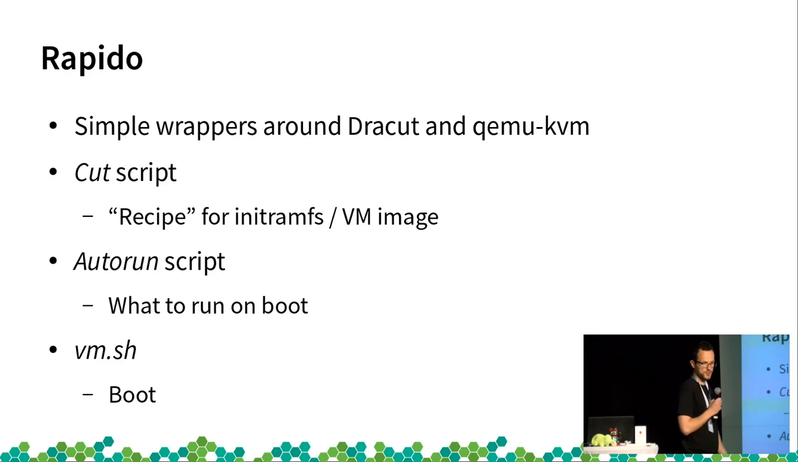There's the autorun script. This is the script that is run when the virtual machine is booting. So generally, as the VM's coming up, I want to jump straight into my test, so I can potentially just plumb whatever I want in there for testing. And I have just a simple vm.sh, which is just calling QEMU KVM.